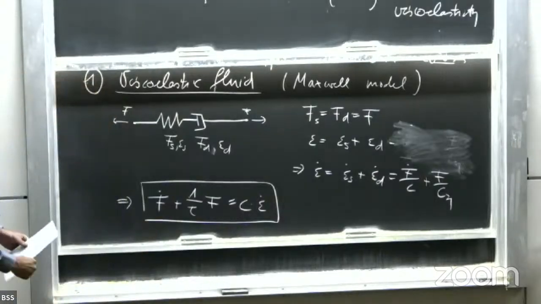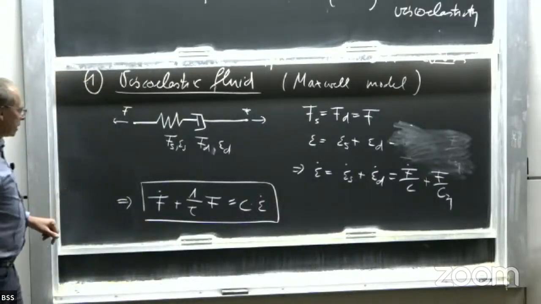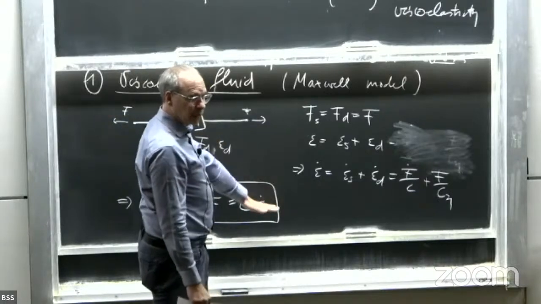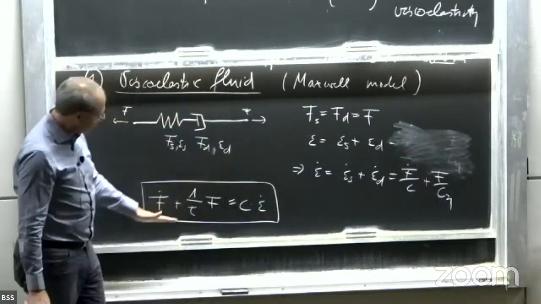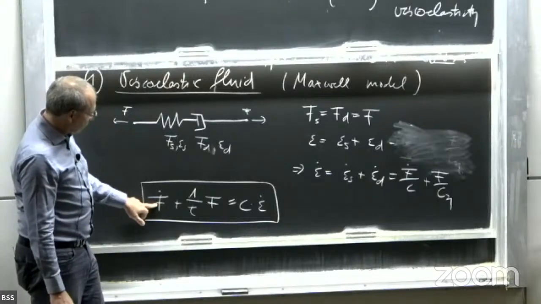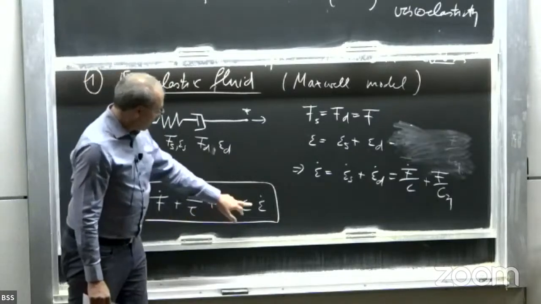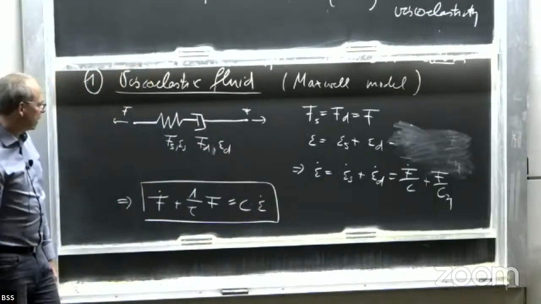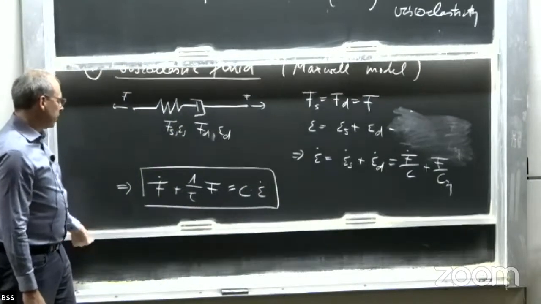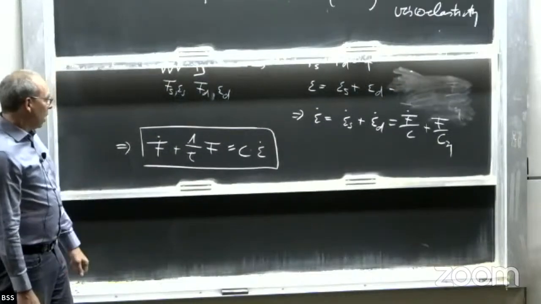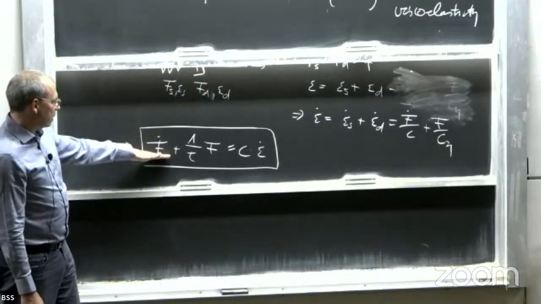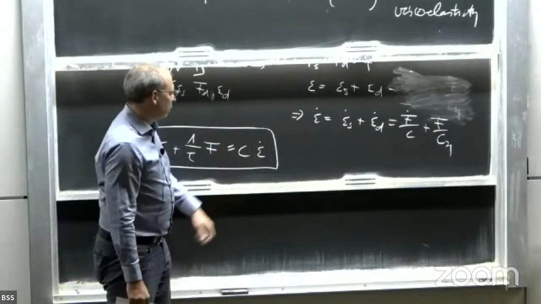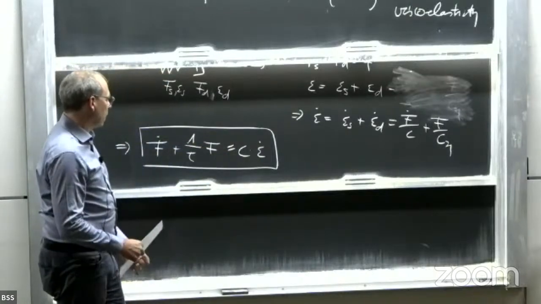And this would be now my overall law. You see, the nice thing is that I managed to get rid of spring and dashpot, okay? They disappeared from the equation. The equation is in itself closed. It's just the force acting on the element and the overall strain of the element. That's it. Okay, so it's a nice relationship. You see, it's an ordinary differential equation. For F, it has first derivative and F itself. For epsilon, it has only first derivative.